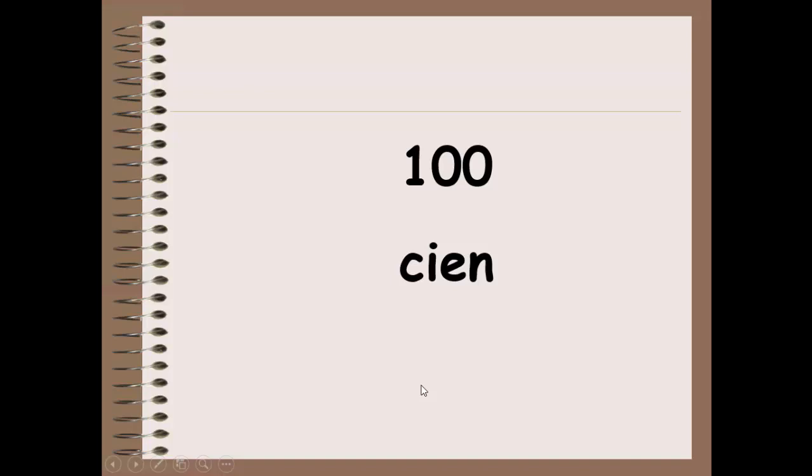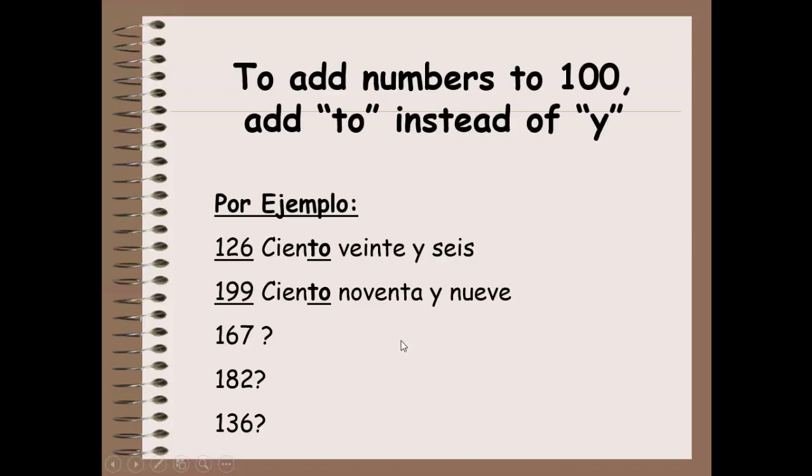Okay, when we get to the 100s, 100 is 100 by itself. Okay, but if you wanted to add to 100, so for example, my first example here is 126, you add to the end of 100. Okay, so when you want to add to 100, you start with the word ciento. Okay, and then basically all you do is add the numbers that come after. So 126 would be 126.